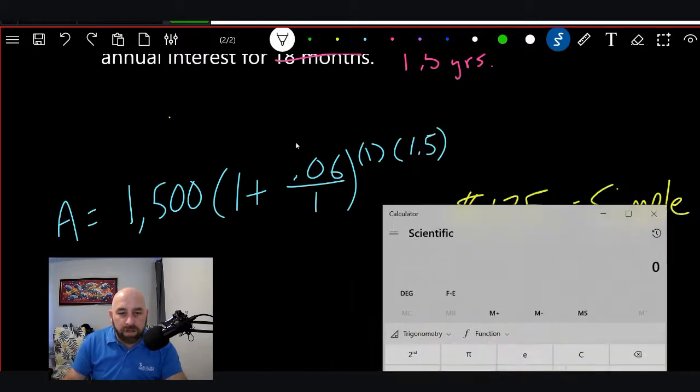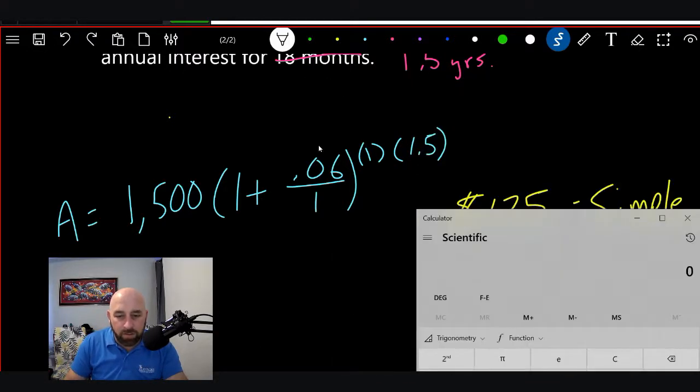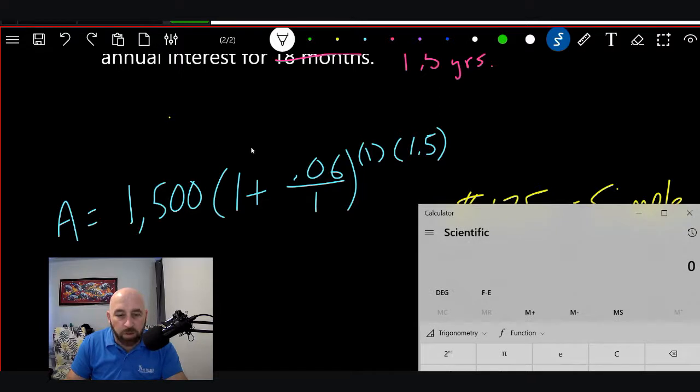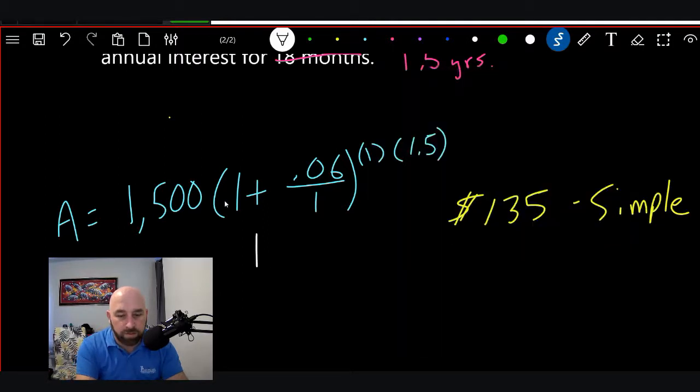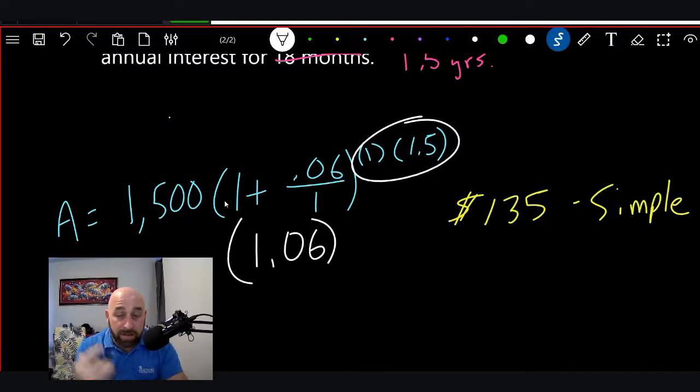Okay, so let's take out the calculator and let's do this. My calculator doesn't work all that well, so I have to do this 1 plus 0.06 over 1 first, and then I'll write that down. You just add this up and you get 1 plus, and then I have to do parentheses 0.06 divided by 1, close the parenthesis, equals 1.06. So now I want to take that, I can multiply that together just in my head, 1 times anything times a 1.5, and then I'm going to multiply by 1,500.